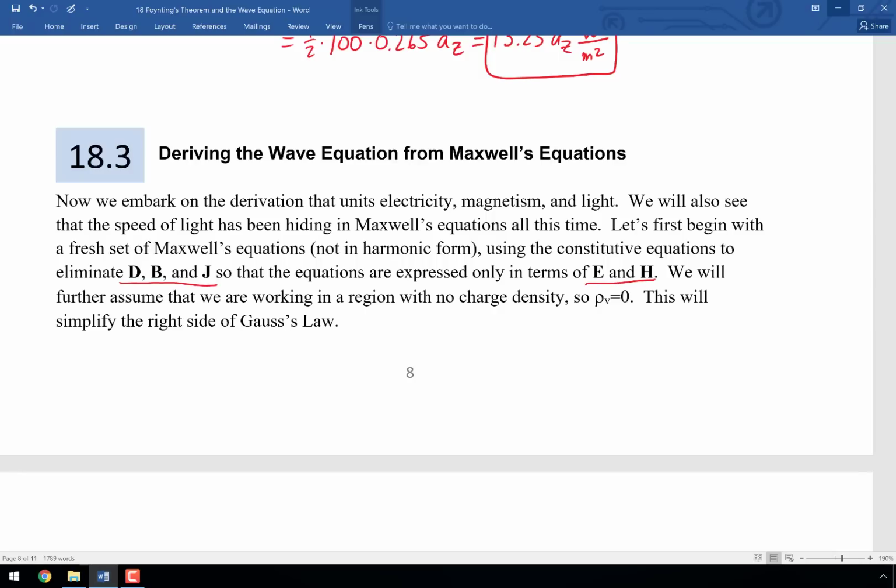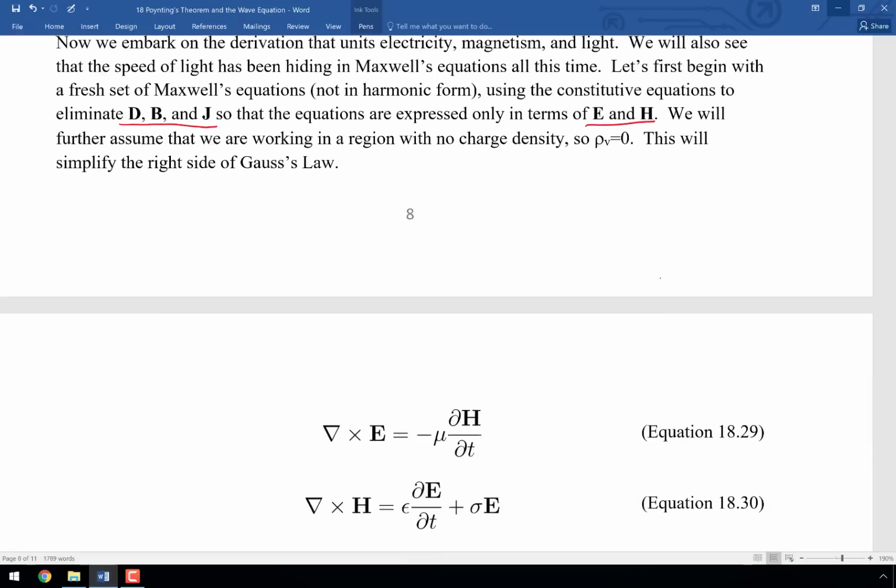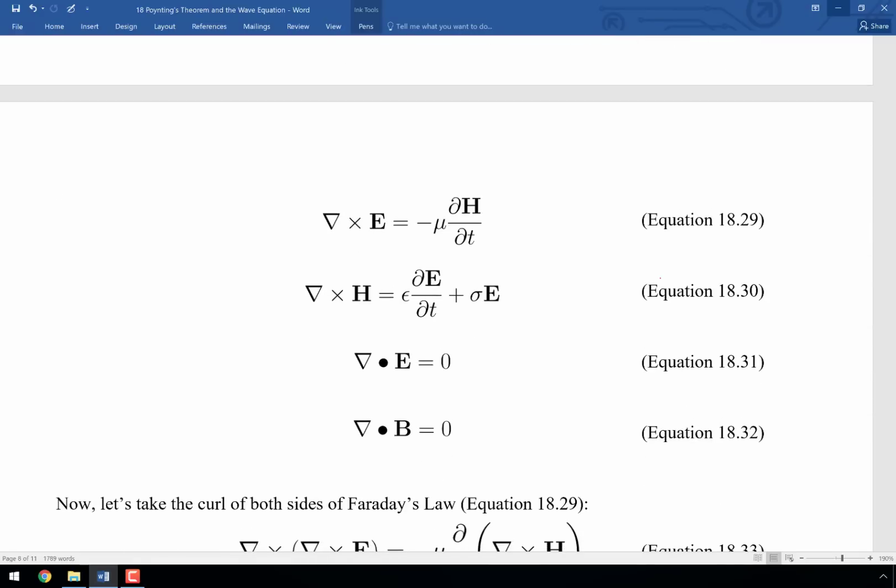So anytime that you have D, you can replace it with E by using epsilon. B can be replaced by H using mu, and J can be represented by E as well using sigma. So we're gonna do that. We're also going to assume that there's no charge density. That simplifies the right side of Gauss's law. So you can see here, this is because rho sub V equals 0.